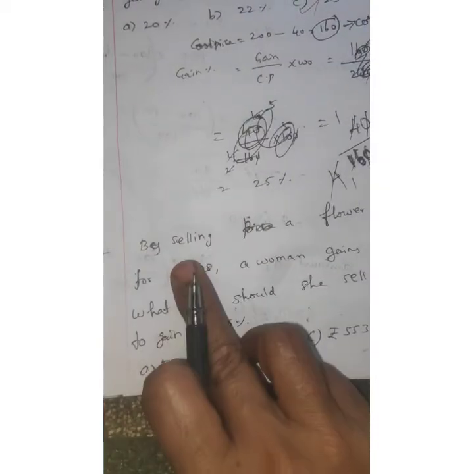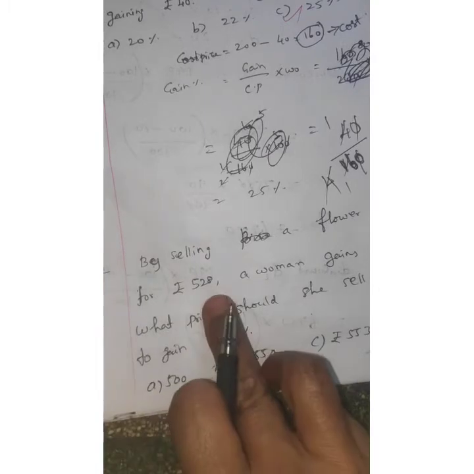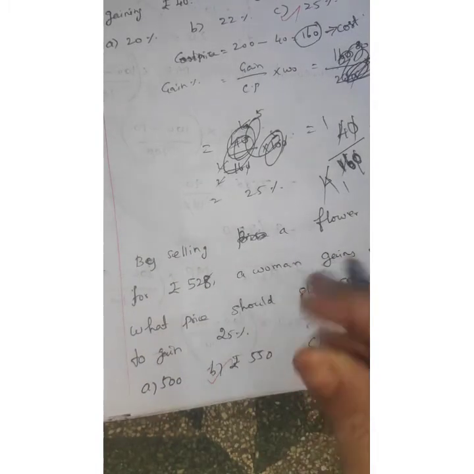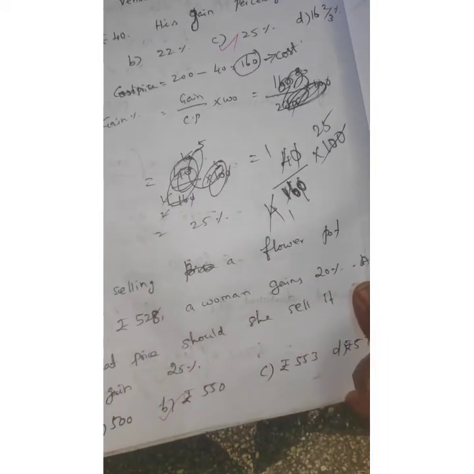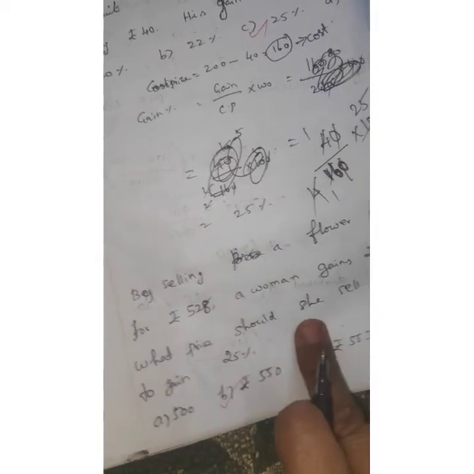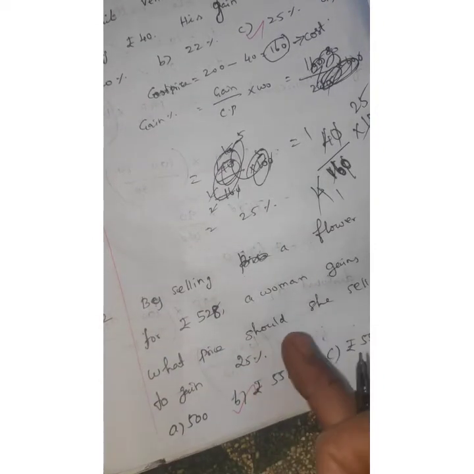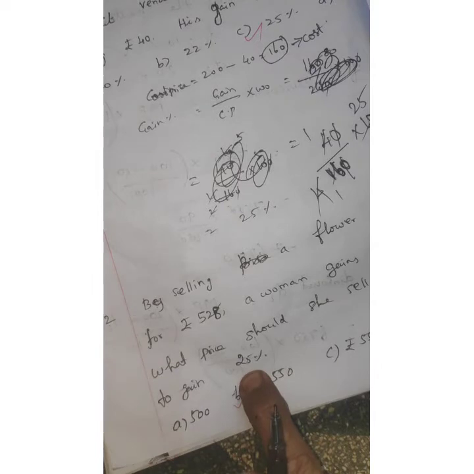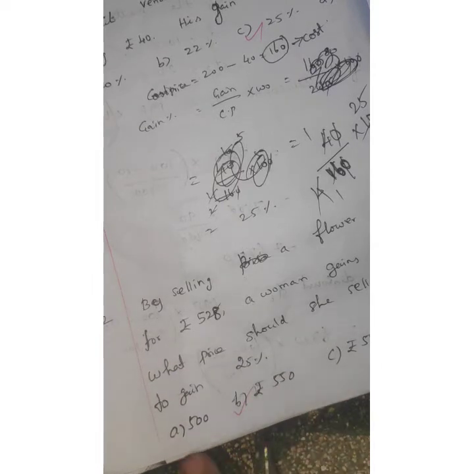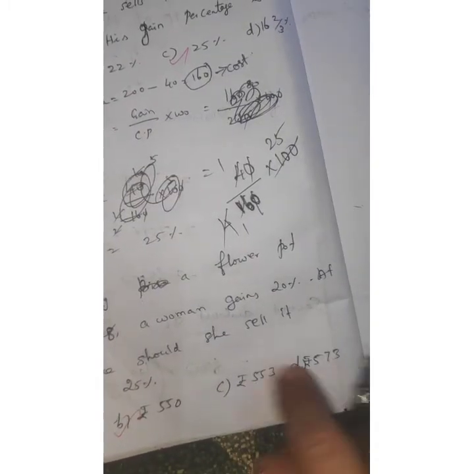25%. By selling a flower pot for 528 rupees, a woman gains 20%. At what price should she sell it to gain 25%? At which rupees she should sell, with the gain percentage of 25%, find that. The options are 500, 550, 553 or 573.